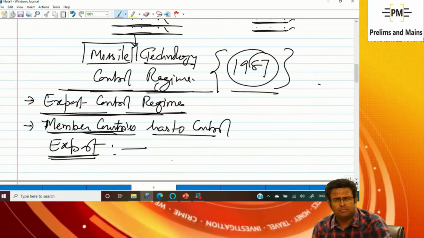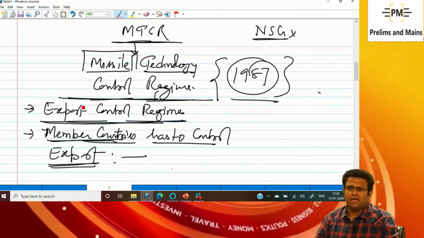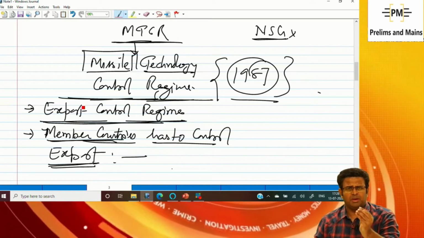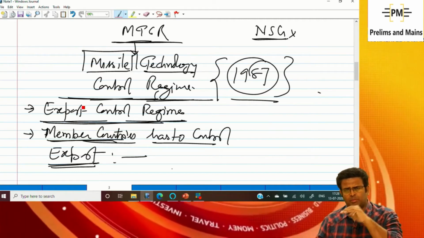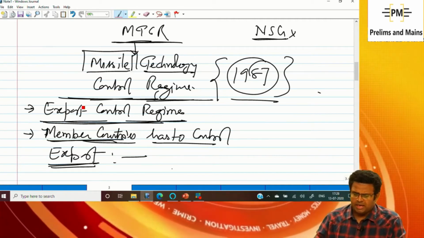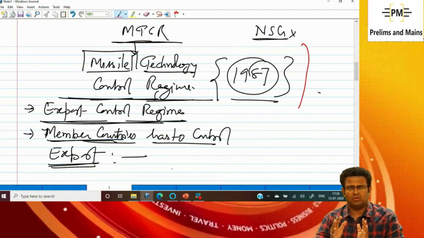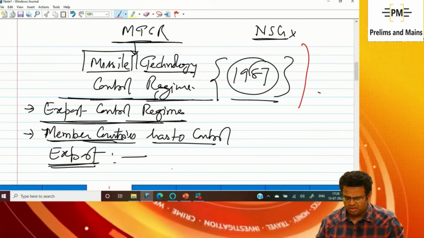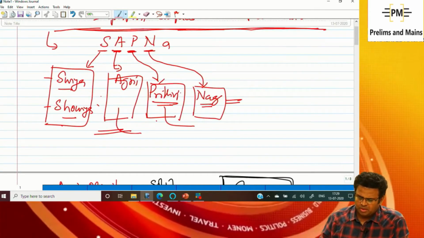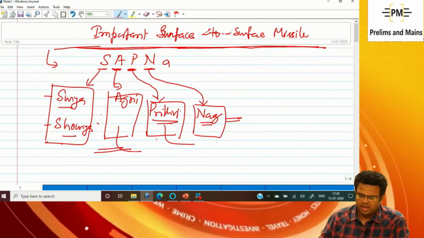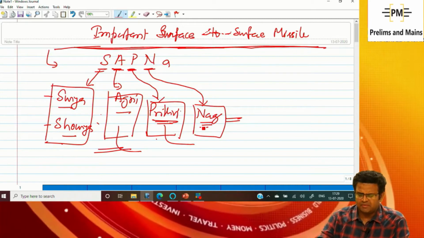In the NSG, only China is creating problems for nuclear technology. India is trying to enter the nuclear group, but it is a little bit of a big topic. I can't make you understand the NSG because I would have to make you understand the NPT also, and that is possible during the nuclear technology topic. So in the NSG, India has some obstruction in the nuclear area. This is clear, and this is what we have seen in the MTCR. Now we are looking at surface-to-surface missiles, the important ones: Sapna, Surya, Shaurya, Agni, Prithvi, Nag, and there are several variants of these also.